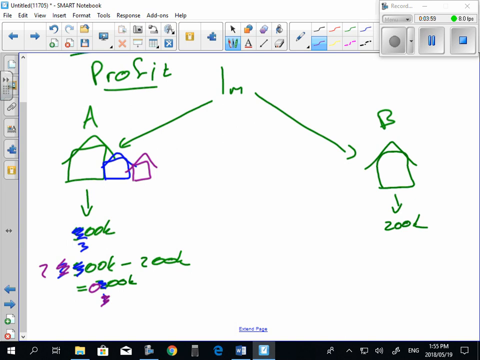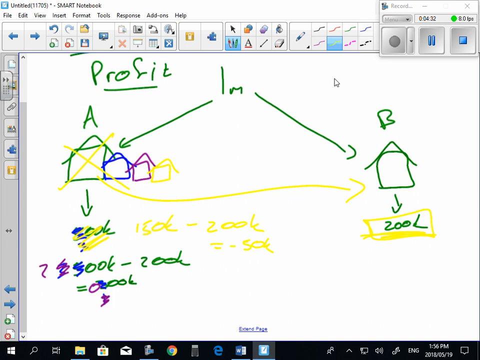Now, if there is a fourth person that opens an ice cream shop and suddenly supply increases to such a point that I'm actually making 150,000, which means I'm making an economic loss of minus 50,000. So now what I'm better off doing is closing shop and opening up a clothing store, where I would make 200,000, which is obviously more than the 150,000 I'm making.